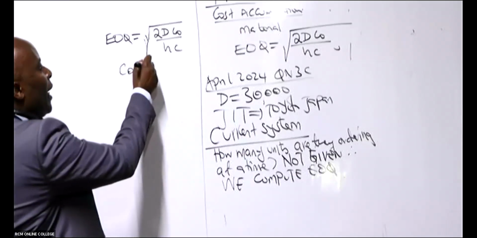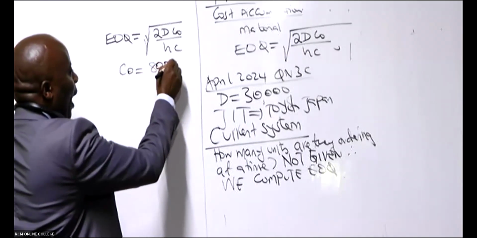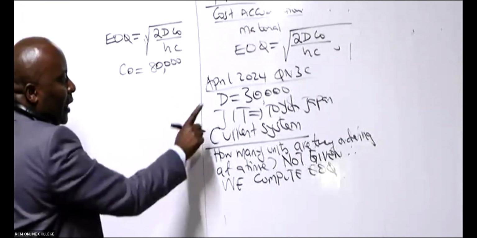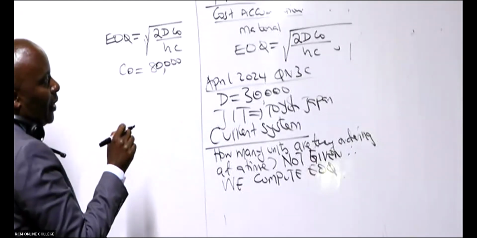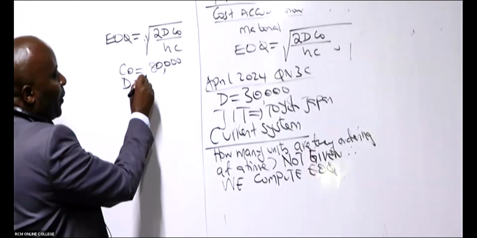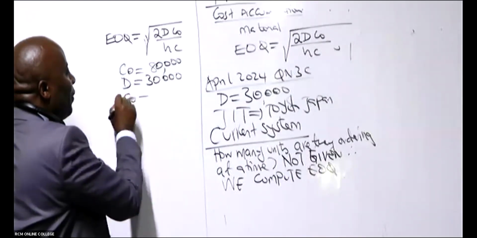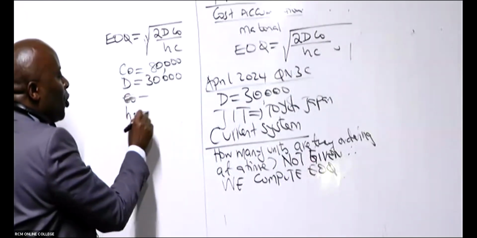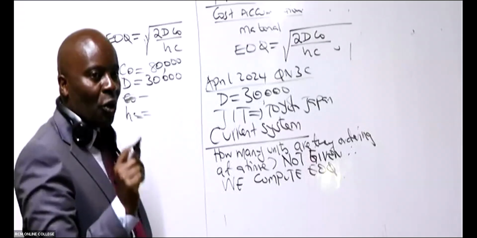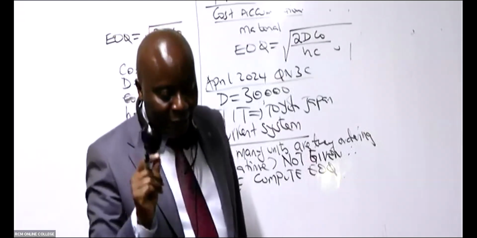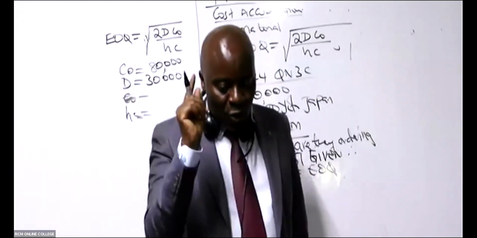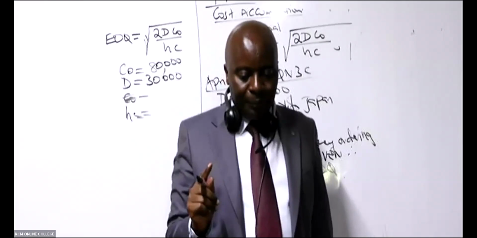So CO is 80,000. Annual demand, already we have gotten that as 30,000, isn't it? Yeah, so I can write it. Annual demand is 30,000. Do we have cost per order? This is given already. How about holding cost? Holding cost per unit per annum. Has this been given to us? Thank you, Eric. At least Eric is following.